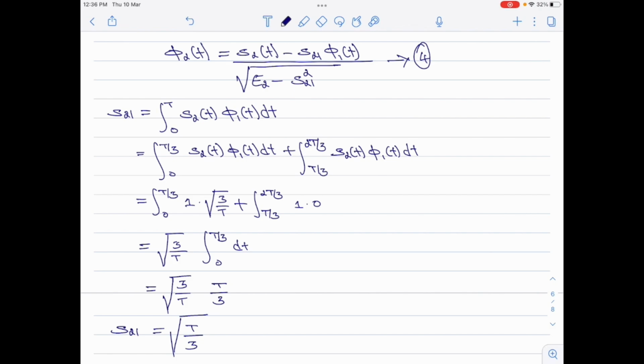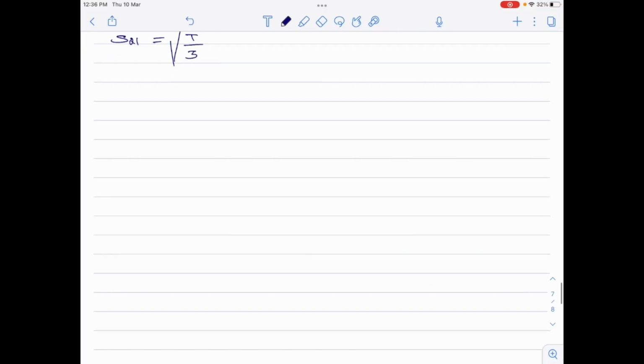Now, going back to equation 4, we find that there is another unknown term on the RHS, which is E2, where E2 is the energy of signal s2 of t. So, I can now write this as E2 equals integral 0 to capital T s2 square of t dt, but s2 of t is defined over the interval 0 to 2T divided by 3, and the value of s2 of t over that interval is 1, and then we will have dt. So, this is equal to 2T divided by 3. This is the value of E2.